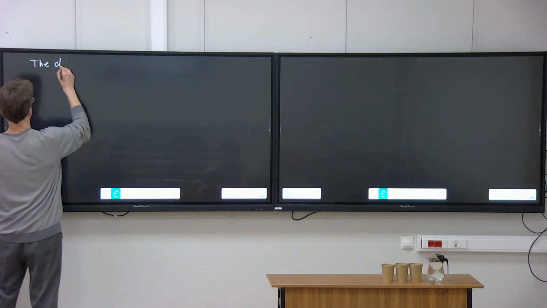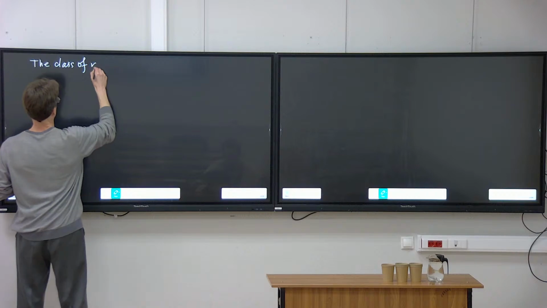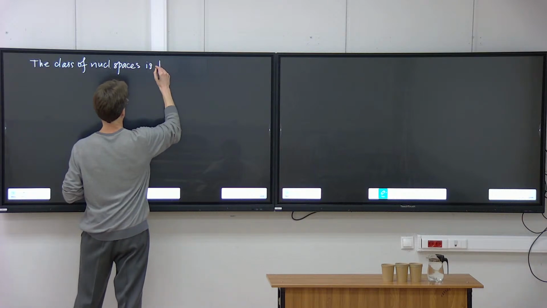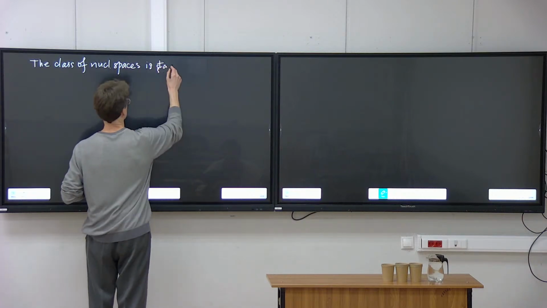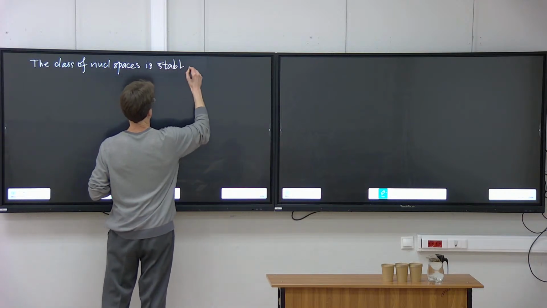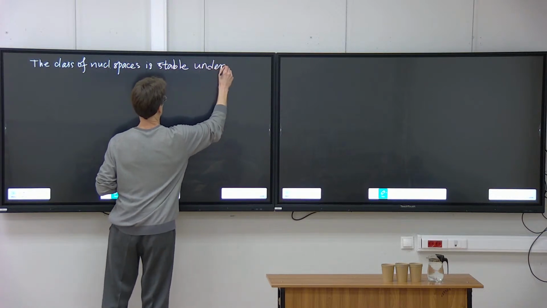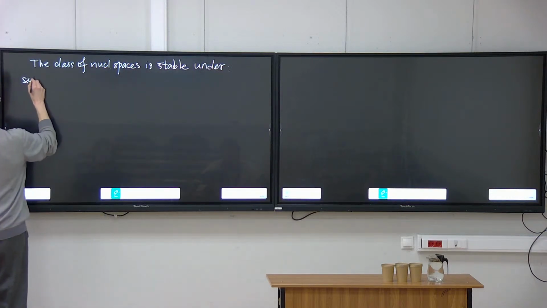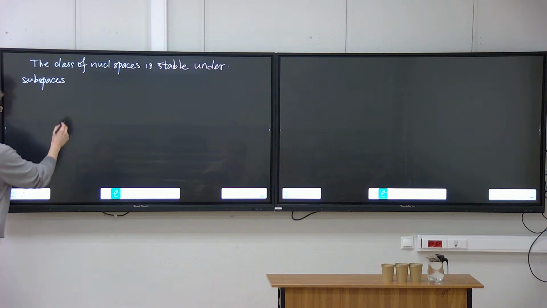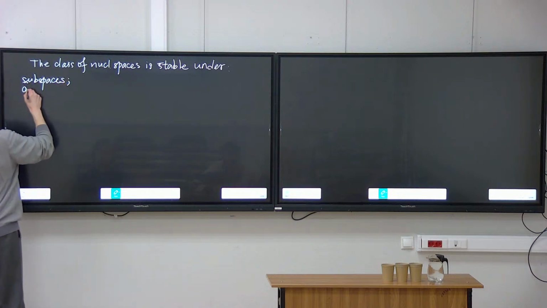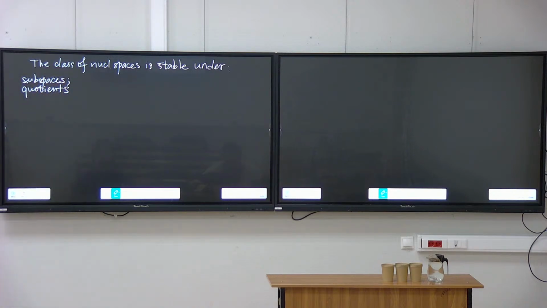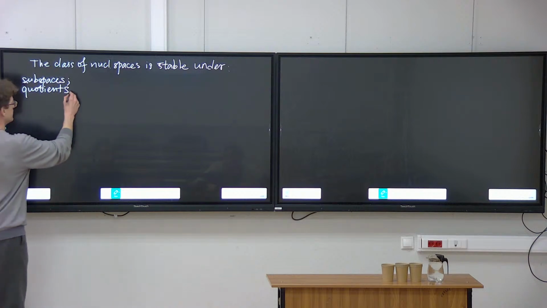We proved that the class of nuclear spaces is stable under subspaces. That is, a subspace of a nuclear space is a nuclear space. Under quotients, that is, the quotient of a nuclear space modulo a vector subspace is also nuclear.